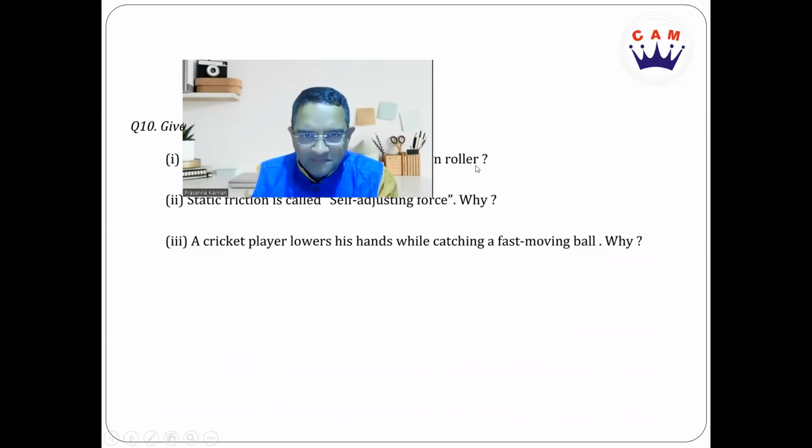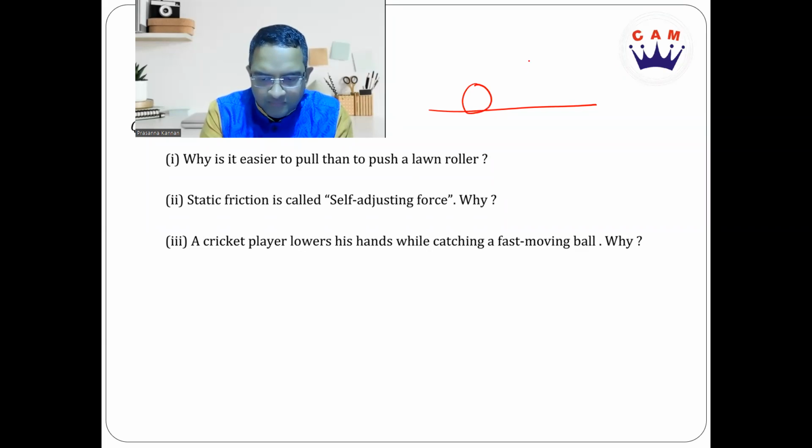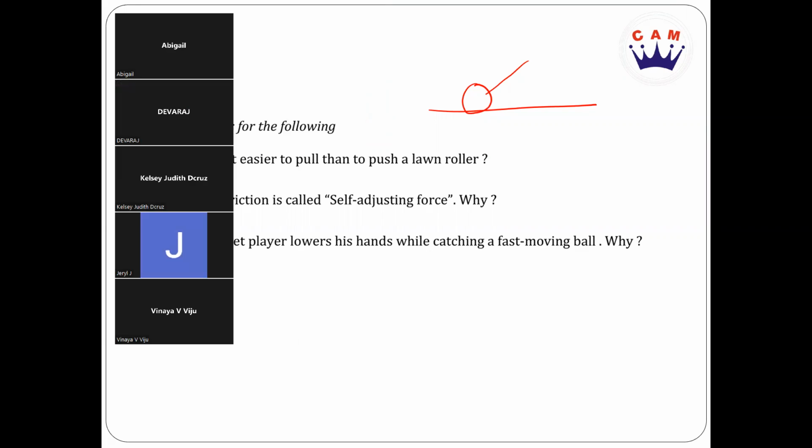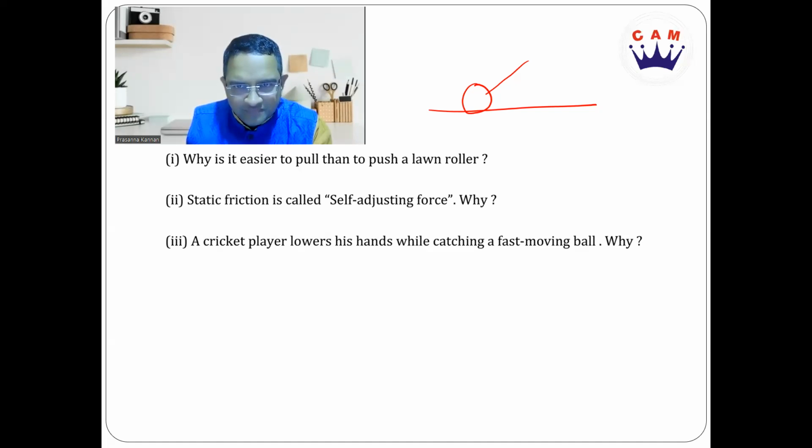Anybody can tell me more? Because of the rough surface, sir. See, a rough surface is the same whether you are pulling it or pushing it. Sir, the force applied will stop the rolling object. May I know who is interacting? Sir, Joel. Joel, tell me. Sir, because we apply the force on a rolling object, the surface will stop the movement, sir.